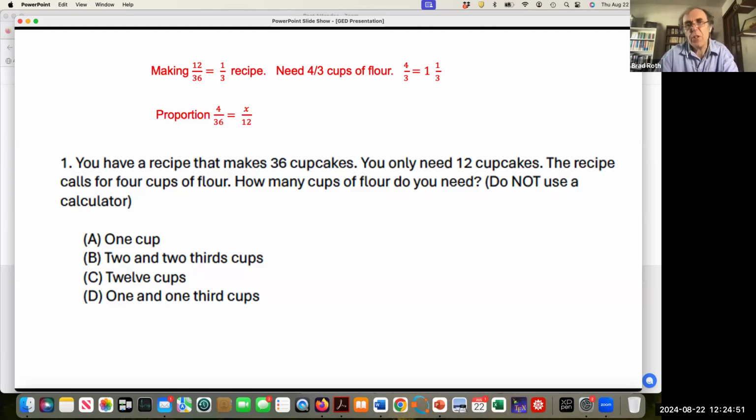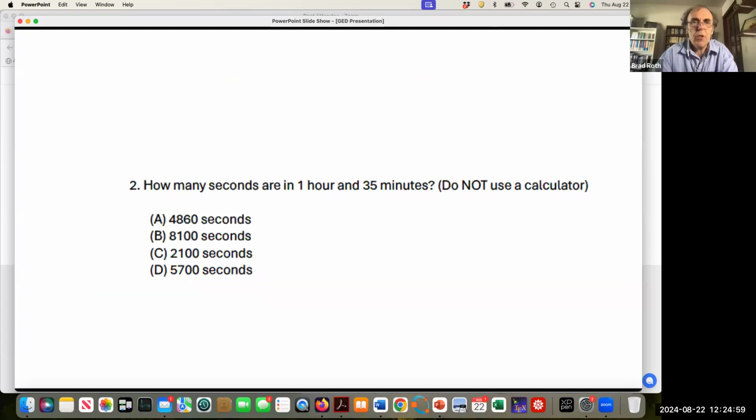It's not real hard problems, but fractions are just really fundamental. Also, you can do this problem using proportions, which in some ways is a nice alternative way. All right, number 2: how many seconds are in 1 hour and 35 minutes? Again, you can't use a calculator.